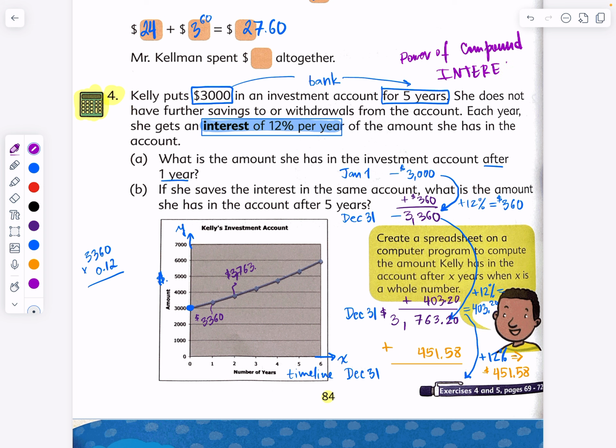The key is Kelly never moves money outside of her bank. She just keeps it there, earning 12% per year. And look at all the money she is adding up to her initial $3,000 investment.